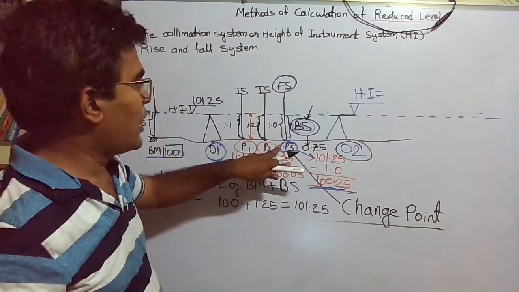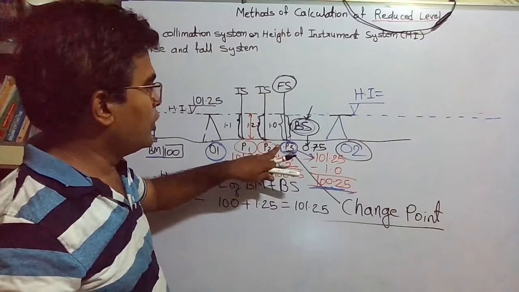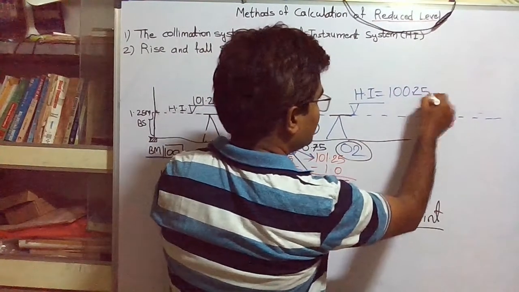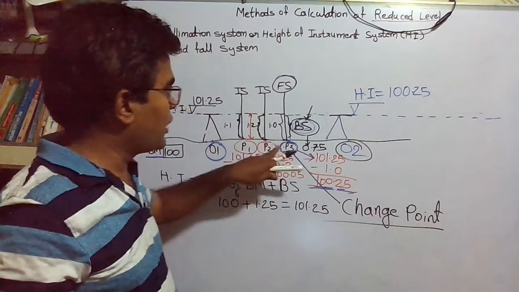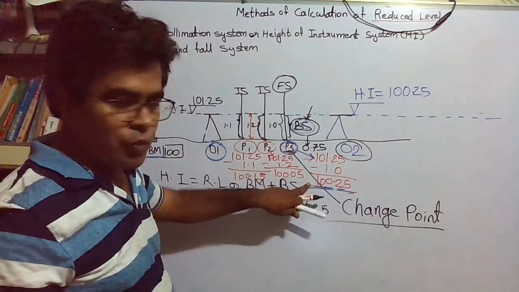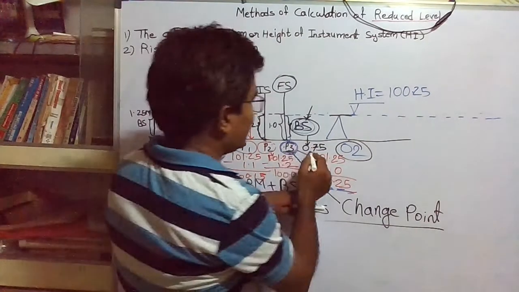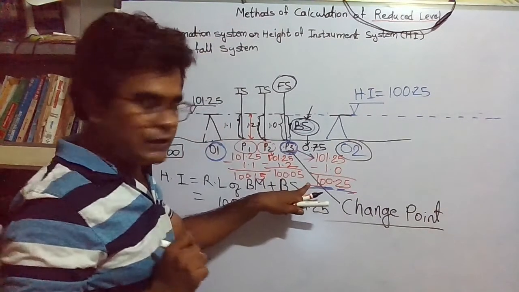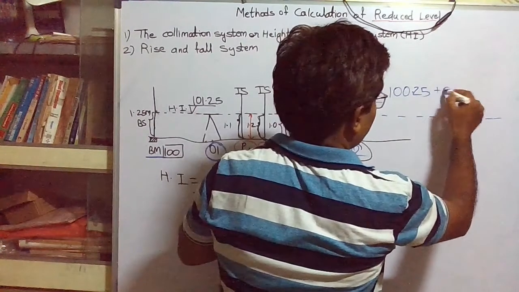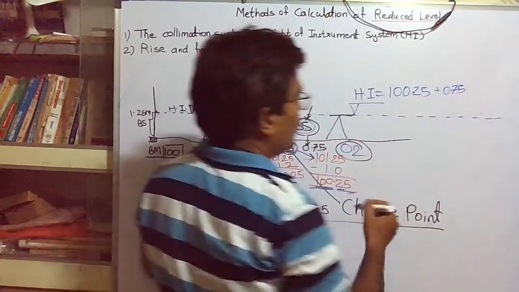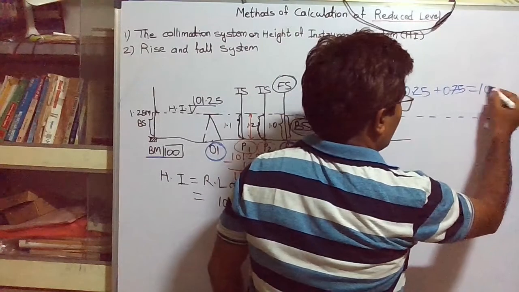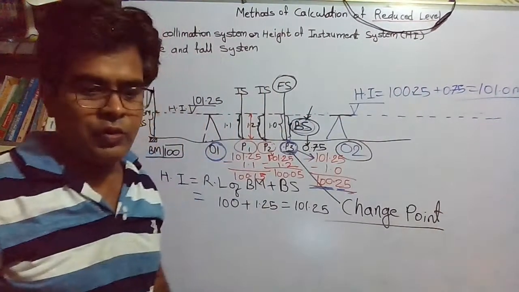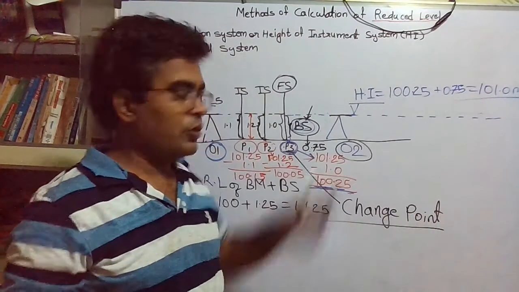Here, the known RL of point P3, what is it? It is 100.25. Okay, point of known RL P3 is 100.25. And what is the backside reading? It is 0.75. So what is the height of instrument here? 101.0. This is our new height of instrument.